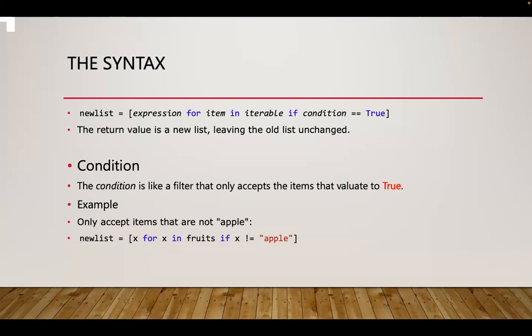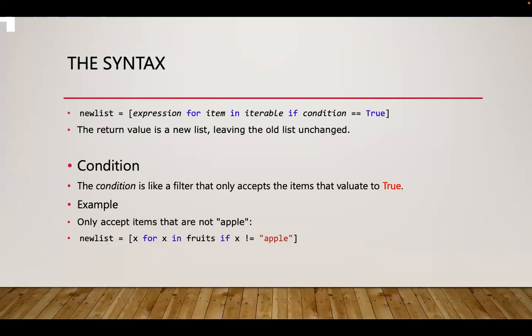A condition is like a filter that would only accept the items that evaluate to true. So if the item is true, it would accept it. If the item is not true, it will not take it. Example, when you say only accept items that are not Apple. So how do you say that? You say, run through all my list and get me all the items except the one which is Apple.